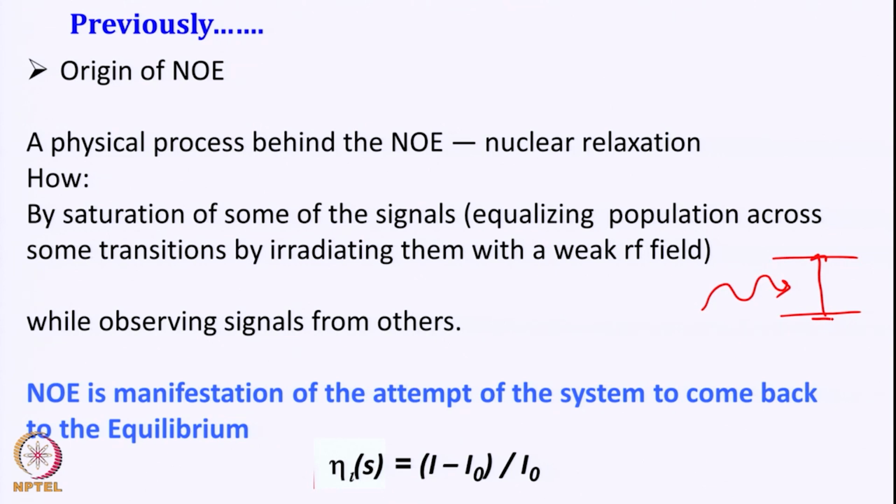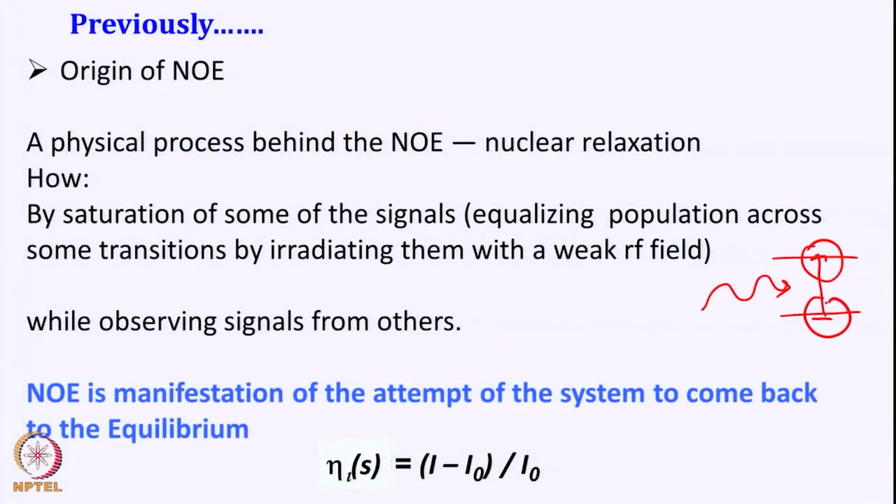So, that is what NOE is: a two coupled system, one is perturbed, and perturbed means we equalize the population between the two states of this signal, and then we look at the effect of that perturbation on the other signal. So, we are observing what is happening on the other signal.